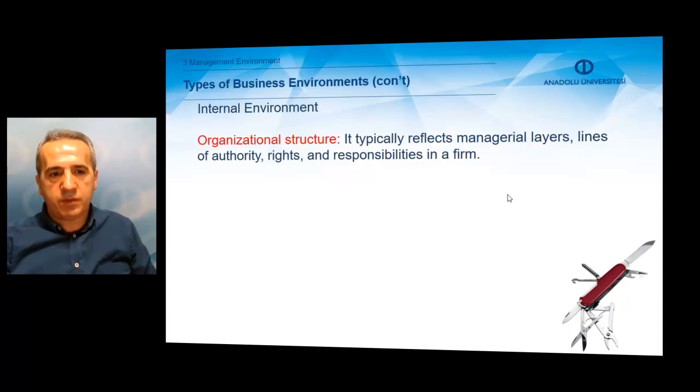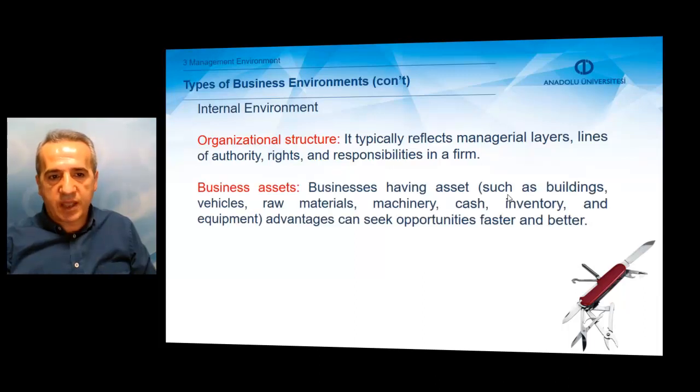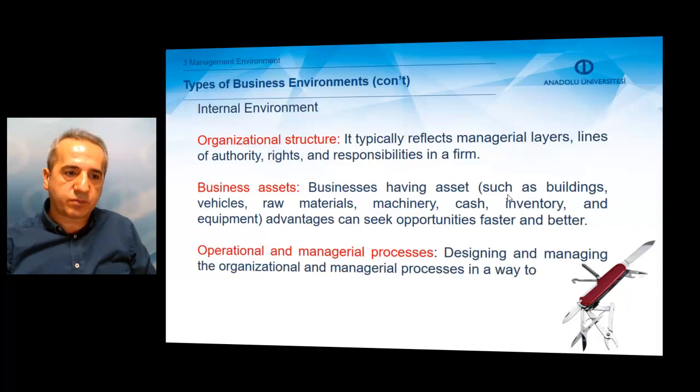The fourth item that we need to talk about is organizational structure. It typically reflects managerial layers, lines of authority, rights and responsibilities in a firm. Businesses that have enough assets, such as buildings, vehicles, raw materials, machinery, cash, inventory, and equipment, are so advantageous, and they can actually seek opportunities faster and better compared to their rivals.